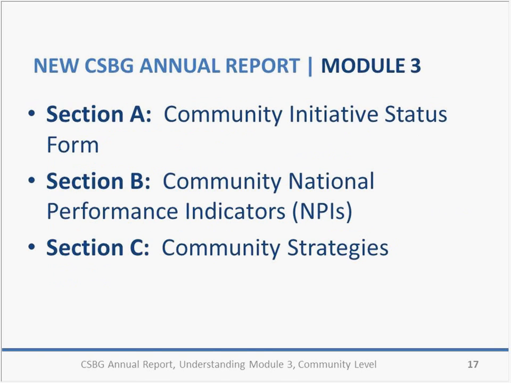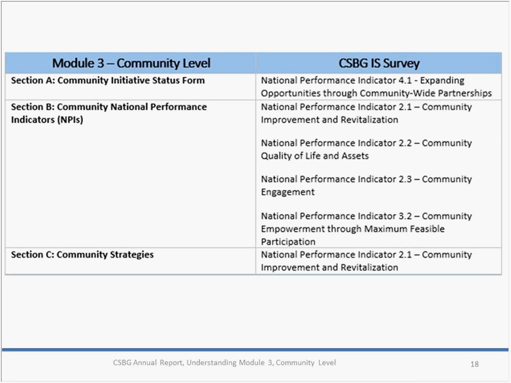On the next slide, you can see that there are 3 different sections to this module. The first one is Community Initiatives Status Form. Section B is Community National Performance Indicators, or the NPIs. And then Section C is the Community Strategy. We'll cover all of those throughout this webinar.